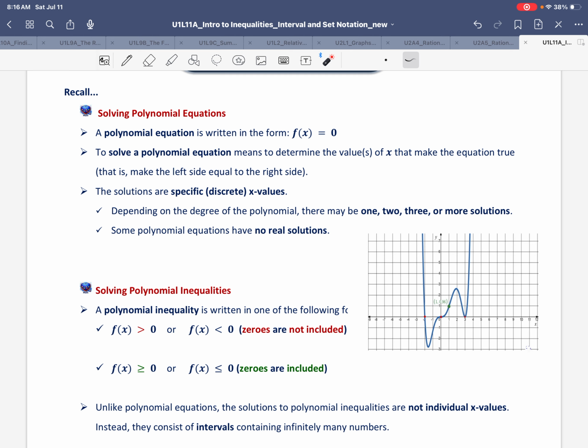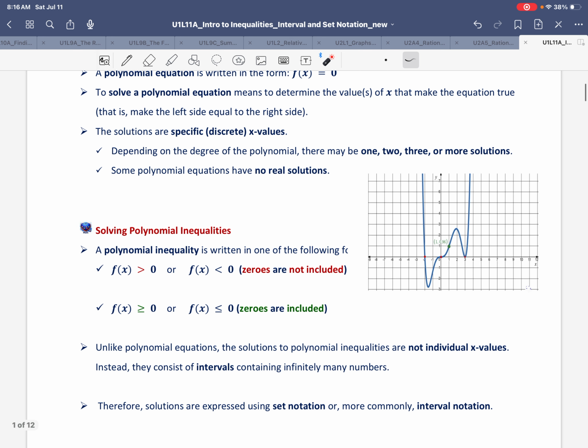Now, think about it. How many x values are between negative 2 and 0? There are infinitely many. Clearly, it would be impossible to list every one of these values individually. Instead, we describe the entire collection of numbers by using set notation or interval notation, which is something that we are going to learn today.